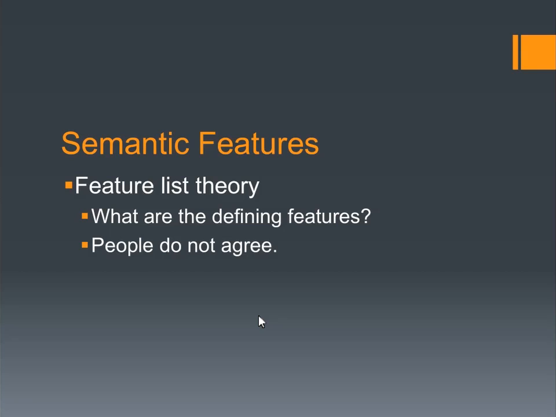What's happening is that we have all these features, and we could consider some features defining if they have really high probabilities and other features only characteristic with lower probabilities, but people don't really agree on these defining features, and so it's probably more likely that they're structured based on their likelihood of happening, but each person might have a slightly different set of likelihoods.